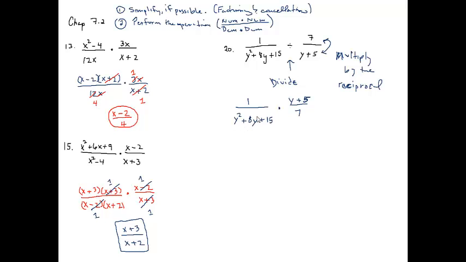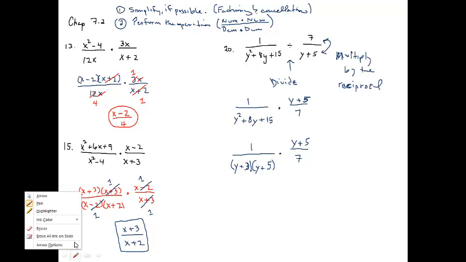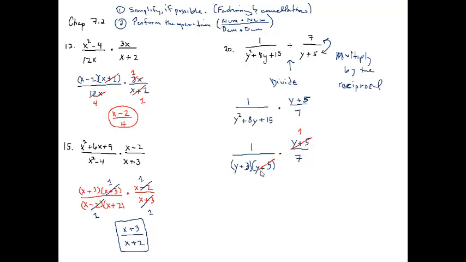Now the first thing we got to do is simplify my denominator over here because I can factor it, right? So let's see here. That's the same as saying y plus 3 times y plus 5. And everything else is already good to go. Now once I factor, now I can cancel. So let's see what we can cancel out. Well, y plus 5 cancels out. And I'm left with my 1's, right?